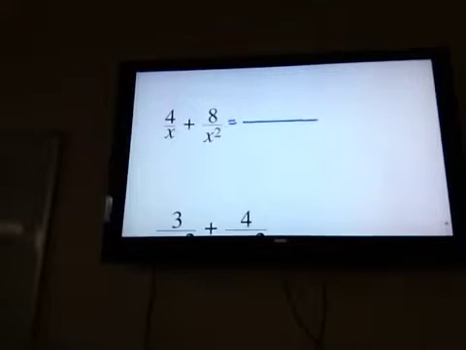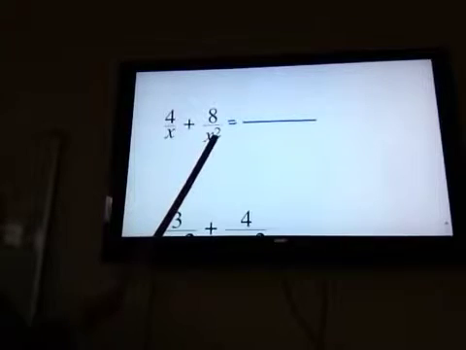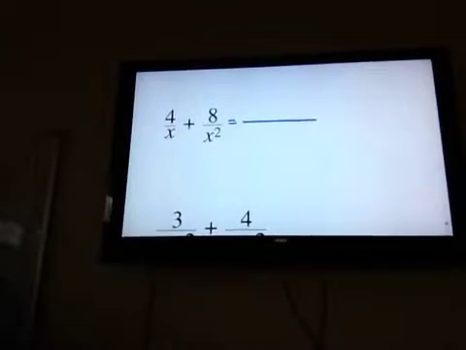If you have an x and an x squared, that's kind of like having a 3 and a 9, okay? If your denominators were 3 and 9, what would your least common denominator be? If you were going to add 1/3 plus 1/9, my LCD would be what? If I was going to take 1/3 plus 1/9, what's my least common denominator?